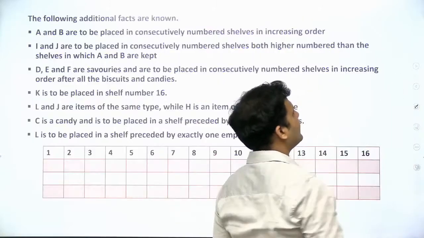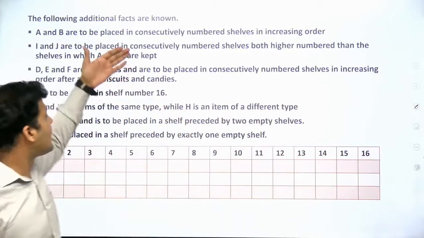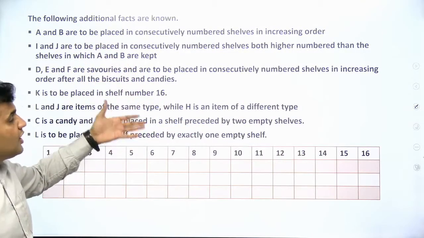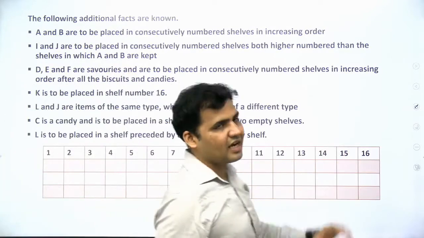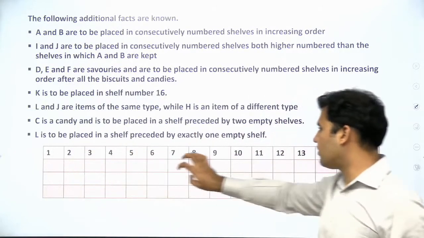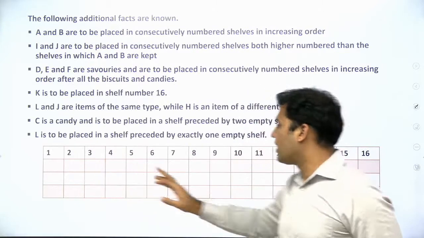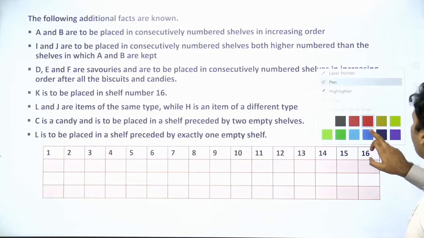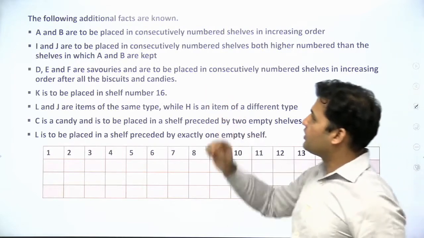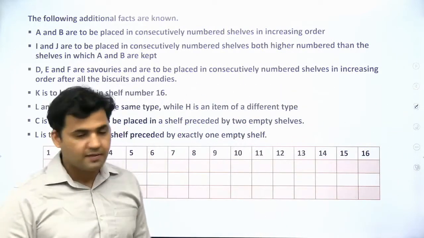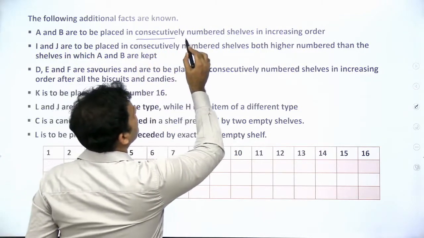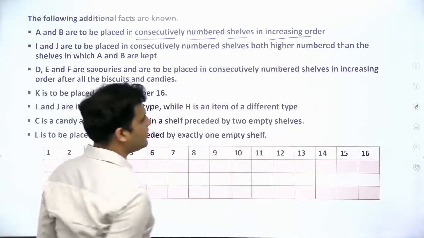Now if I go to the second information, guys, right, there are some more information which is given to you, using which you are supposed to arrange the items on these shelf numbers starting from 1 and ending on 16. Let's start it, guys. What do we have over here? First information says A and B are to be placed in consecutively numbered shelves in the increasing order.